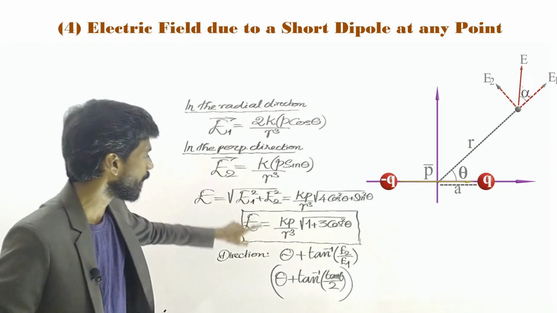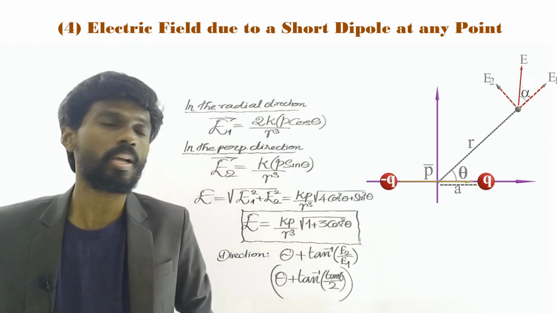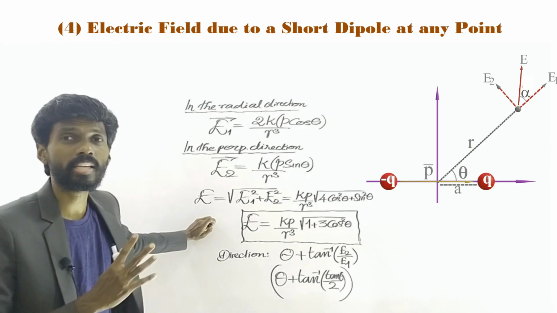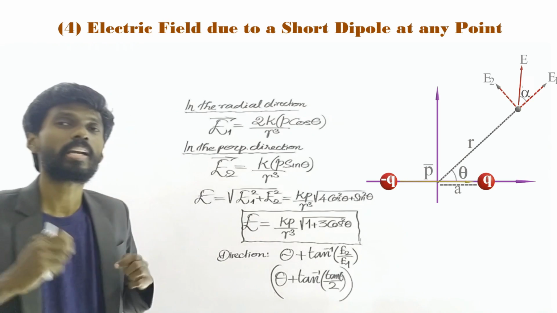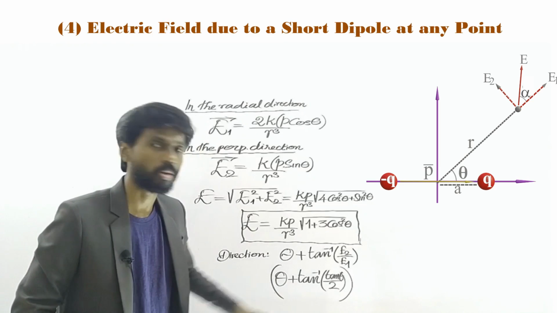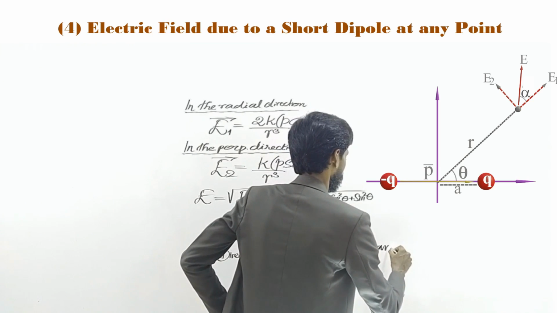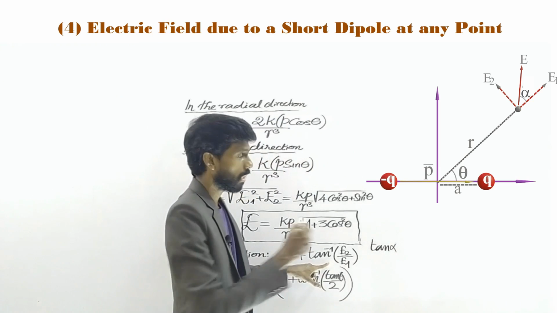Okay, and also it has magnitude Kp by r cube root of 1 plus 3 cos square theta. You understand? So that's all. So this is the general case where the point can be anywhere in space. Now we find the electric field due to the short dipole. So this has this formula. If you want, you can write the value, say alpha, tan alpha. So we got this because of this, right?